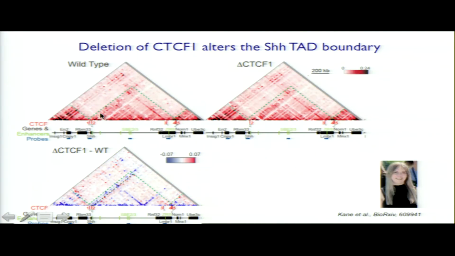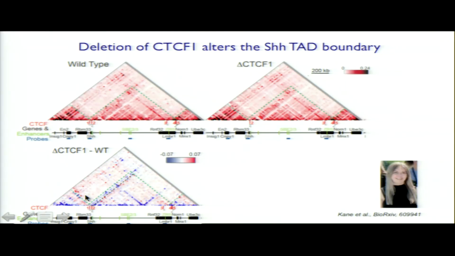So here's some triangle diagrams again from Hi-C. Here's the wild type diagram, and I've put this green dotted line to show you the TAD for sonic hedgehog. And here's the same data from homozygous CTCF1 deleted cells and animals. And here's the green line again, and I hope you can see there's an absence of red signals here. And if you can't see that, here's a difference plot of the mutant against the wild type. So where you see blue, that's a loss of interactions. Where you see red, that's a gain.